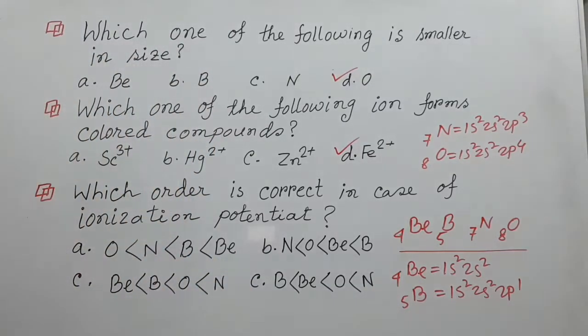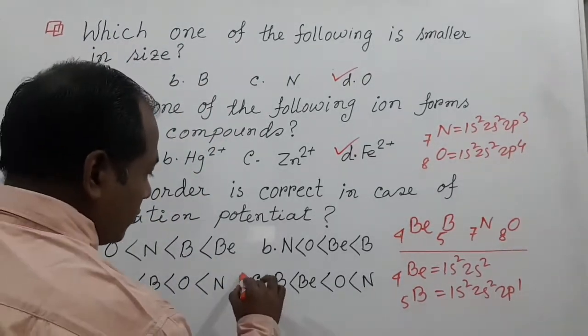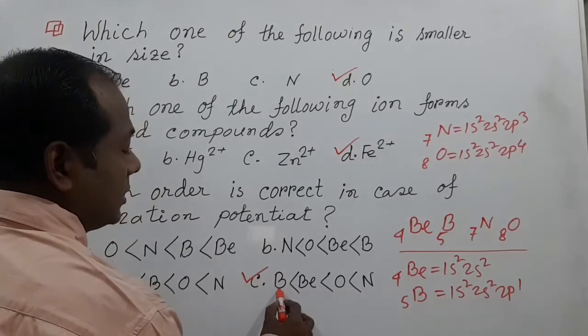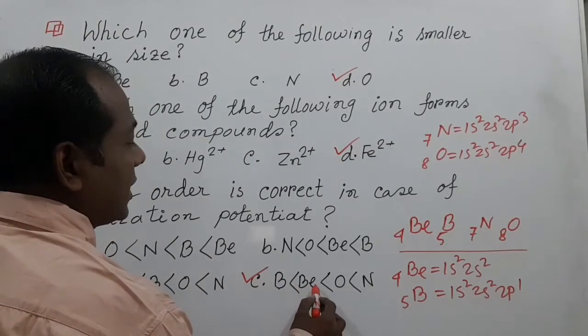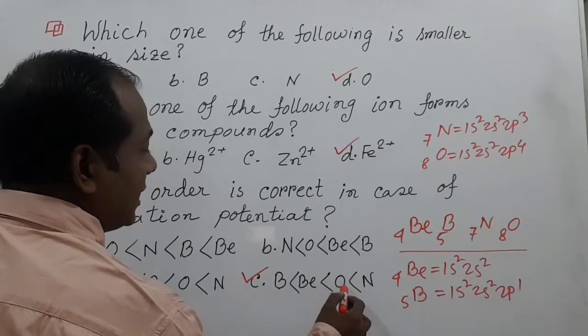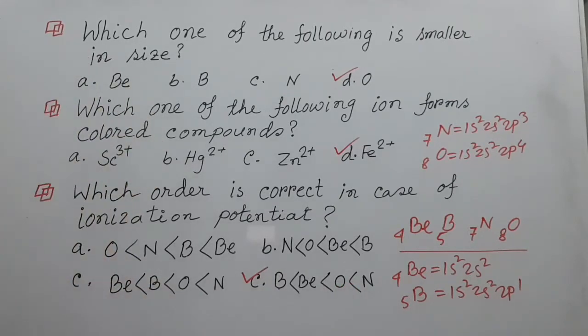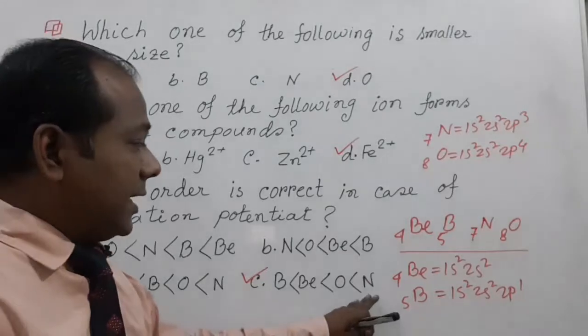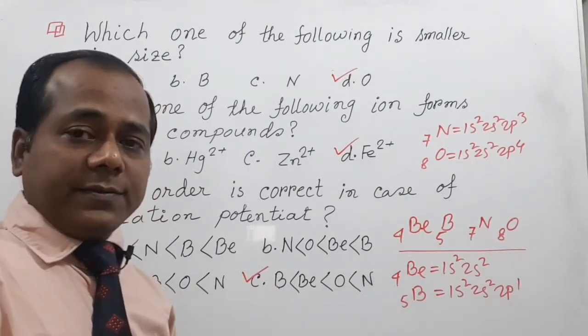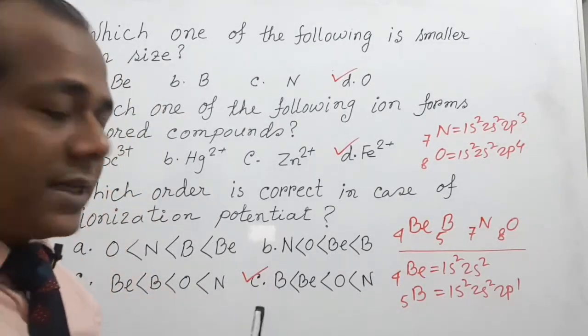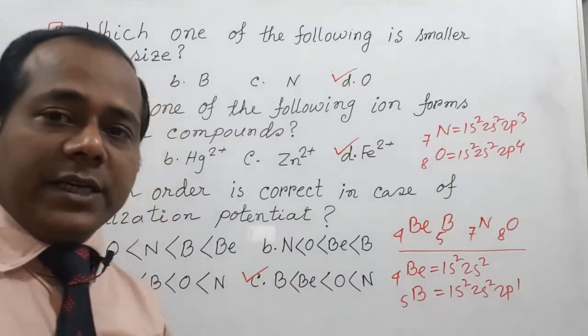So the correct order is boron is less than beryllium, beryllium is less than oxygen, and oxygen is less than nitrogen. The ionization potential of nitrogen is higher. So the correct answer is option C, my dear students.